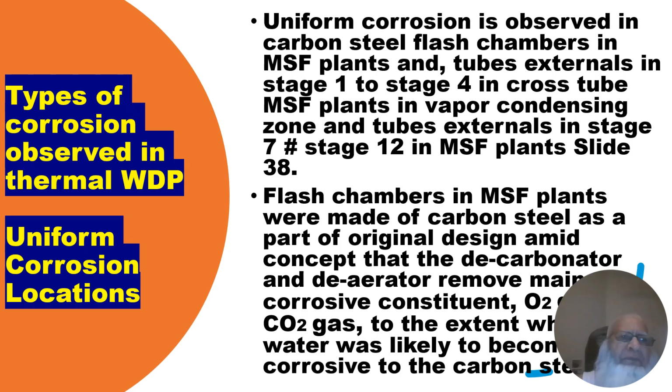This slide shows types of corrosion observed in thermal water desalination plants. This is uniform corrosion and its locations. Uniform corrosion is observed in carbon steel flash chambers in MSF plants and tube externals in stage 1 to stage 4 in cross tube MSF plants in the vapor condensing zone, and tube externals in stage 7 to stage 12 in MSF plants, as shown in the next slide, which is actually slide number 38 of the entire presentation.